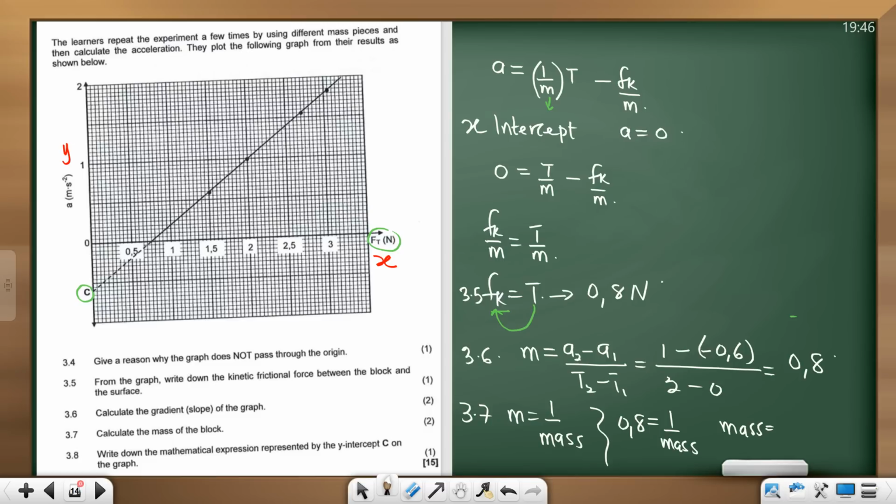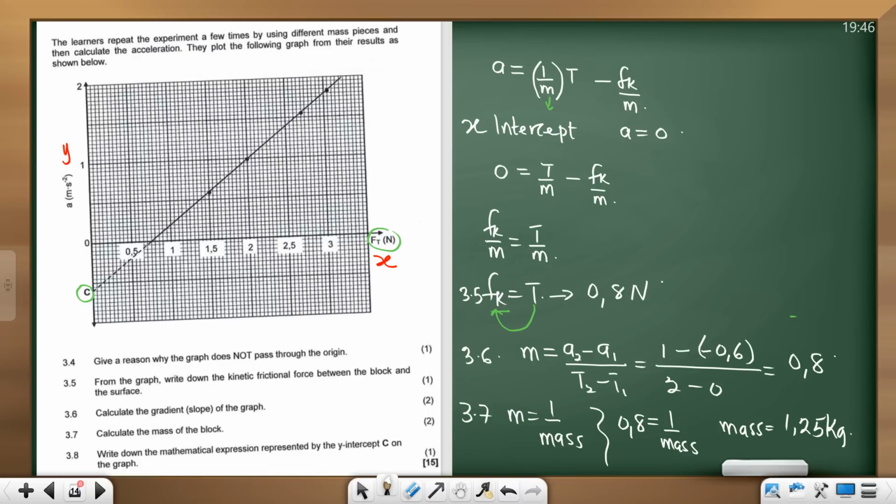What's your answer? 1.25 kg. Confirmed? 1.25 kg. Yeah. All right. Because if you have 4 over 5, now it's 5 over 4. It's the reciprocal. All right? 1.25. Do you see why it's important to know what that means? Now look at 3.8. Write down the mathematical expression represented by what?